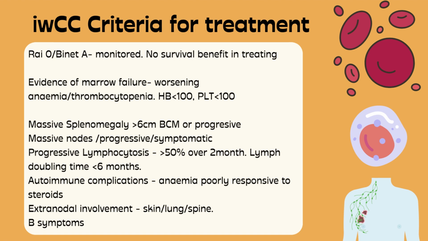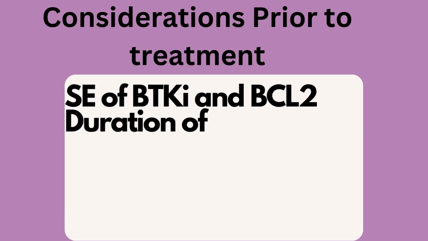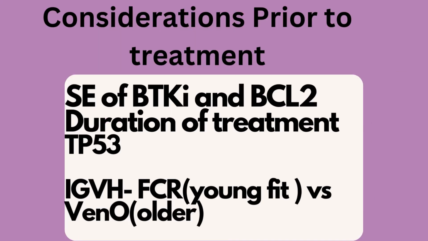50% over a 2-month period, or a lymphocyte doubling time of less than 6 months. Patients with initial lymphocyte counts of less than 30 times 10 to the power of 9 may require a longer observation period to determine the lymphocyte doubling time. Other complications like autoimmune hemolytic anemia or thrombocytopenia that's poorly responsive to corticosteroids may also be considered, as well as symptomatic extranodal involvement in the skin, lung causing pleural effusions, for example.